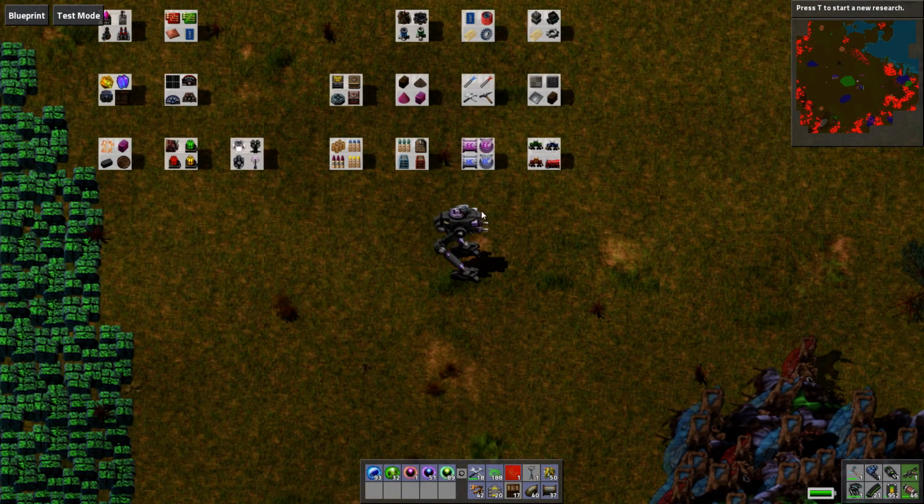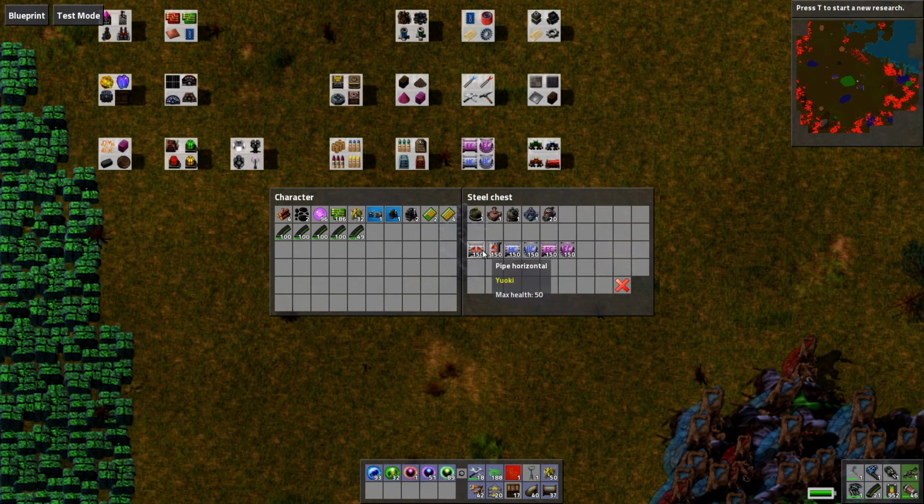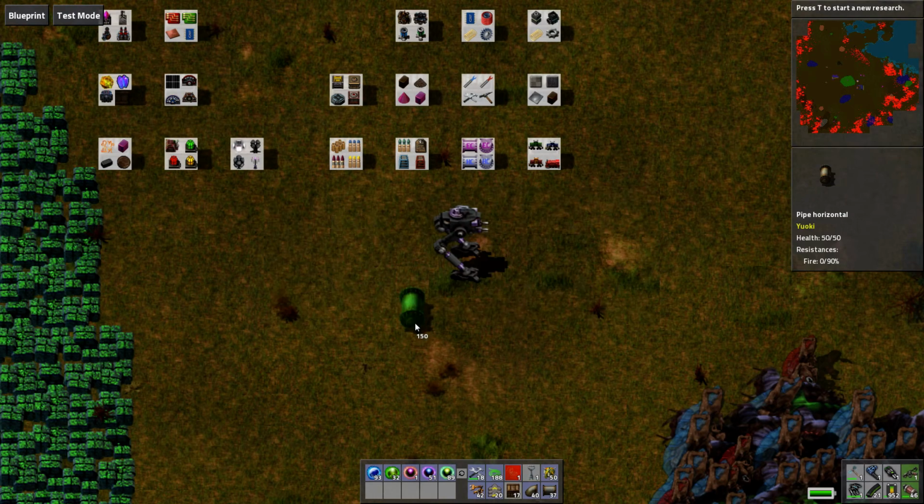And we're back. This time we'll talk about the pipes. So Yuoki Industries has a set of pipes you can see here. The horizontal pipes and the vertical pipes are special pipes. They only connect horizontally or vertically.